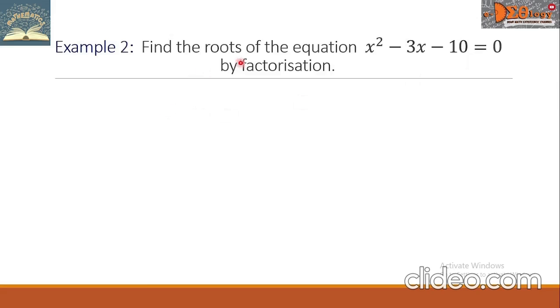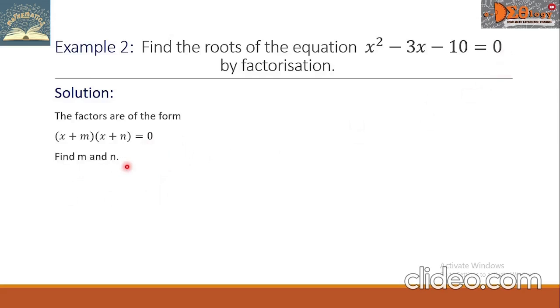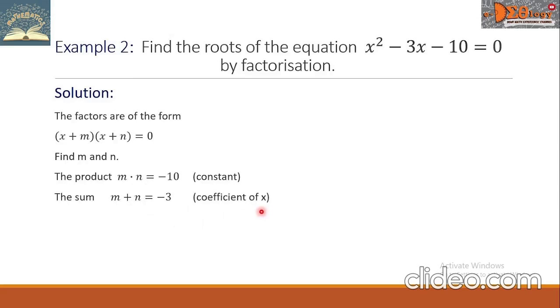Example 2. Find the roots of the equation x squared minus 3x minus 10 equals 0 by factorization. The factors of the trinomial on the left side will be like this: x plus m times x plus n equals that 0 on the right. Now let us find m and n. Take note that the product m times n should be equal to the negative 10, the constant, and the sum m plus n must be equal to the negative 3, which is the coefficient of x.